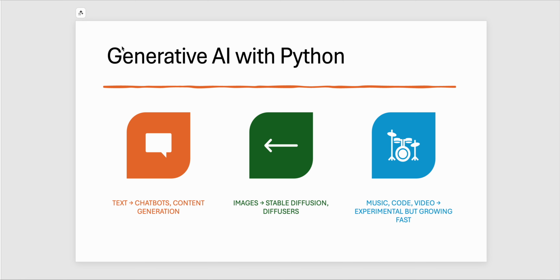Generative AI is all about creating, whether that's generating text, images, music, or even code. And Python is the backbone of this entire movement. For example, with just a few lines of Python, you can connect to a large language model and start building your own chatbot. If you are into images, libraries like Stable Diffusion and Diffusers let you generate stunning art from text prompts. Python also makes it easy to experiment with fine-tuning models so you can create AI that's customized for your needs.